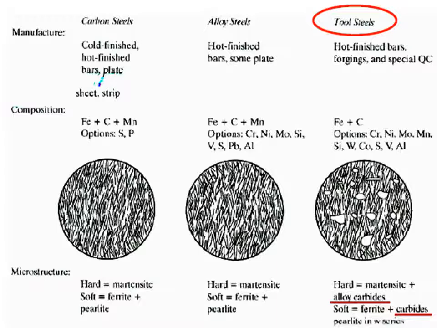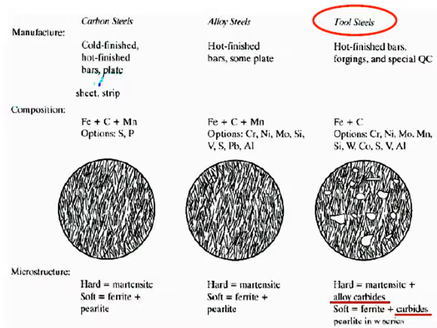The microstructure is hard martensite, soft ferrite plus pearlite. They will remain in ferrite and pearlite structures. Alloy steels are hot finished. They exist in bars, and some in plate shapes.